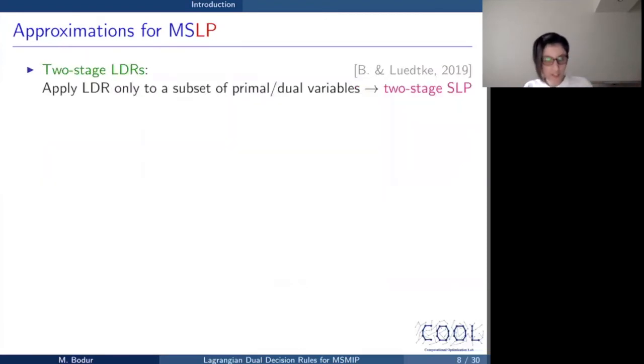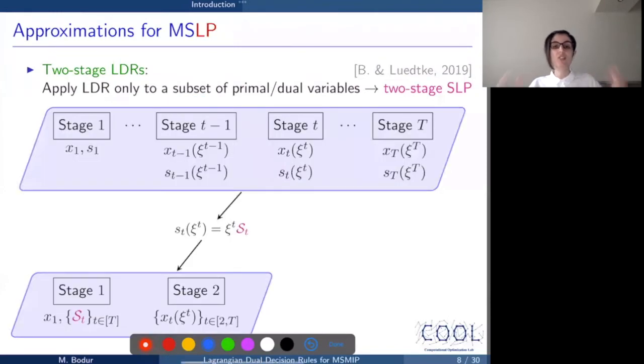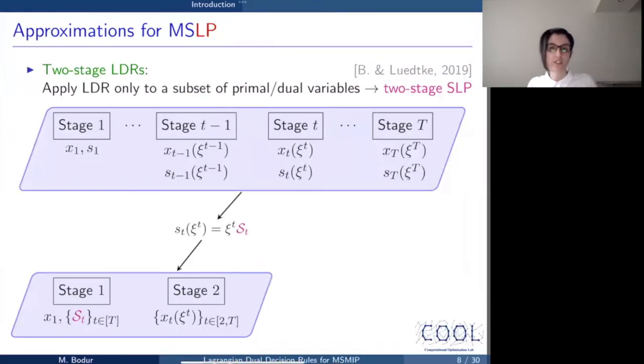So Jim and I extended this idea to two-stage linear decision rules. In this case, the difference is we don't want to apply these restrictions on all of our decision variables, but rather on a subset of the decision variables, which collapses our problem into a two-stage rather than a single-stage problem. So what is this subset of the variables?